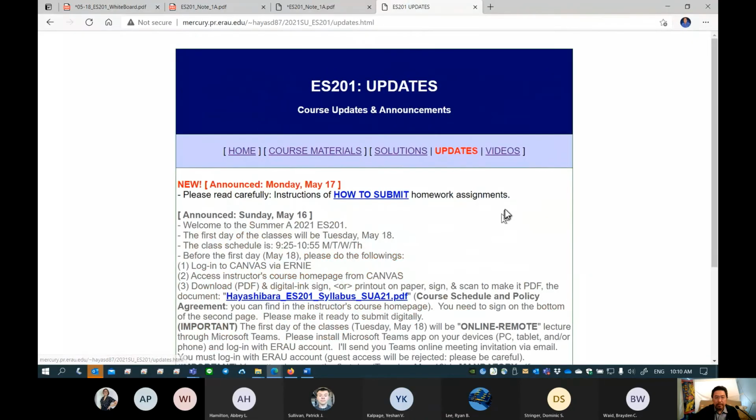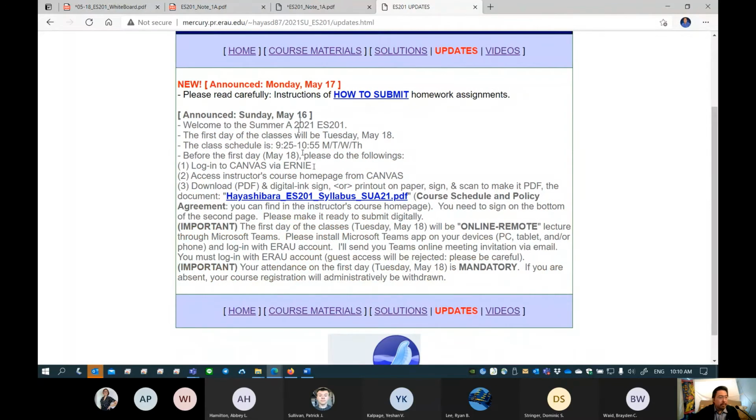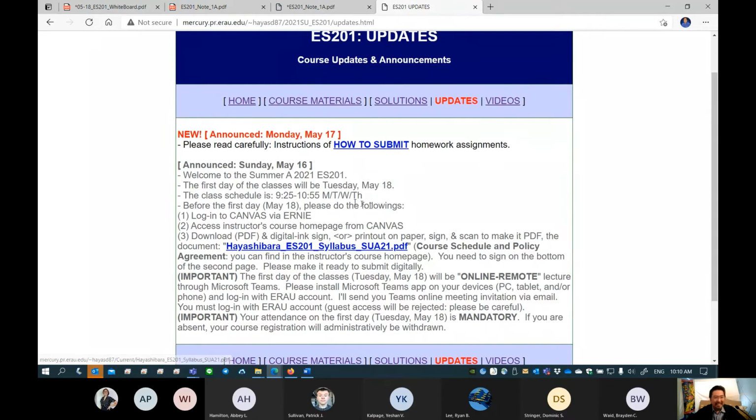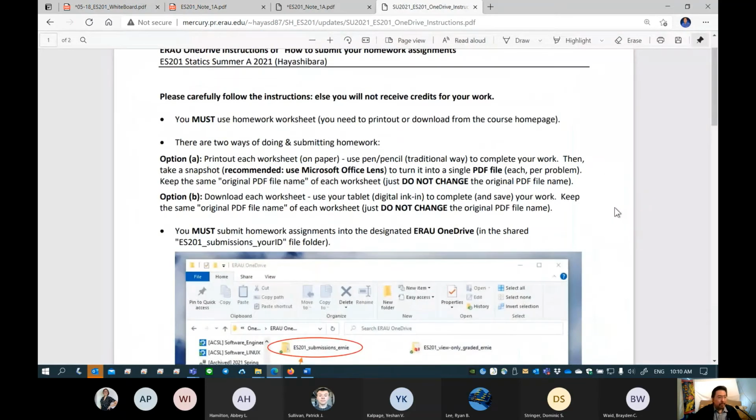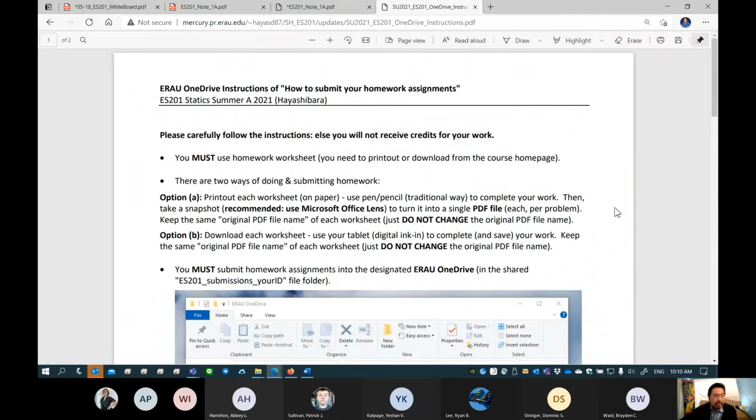There's a new update here. I think I sent you email yesterday, so I think you have read it. Have you read it? Do you have any question about how to submit homework assignments? So I'm using Embry-Riddle Microsoft OneDrive. Each one of you has at least 1 terabyte of storage on Embry-Riddle OneDrive. Please use it, okay?